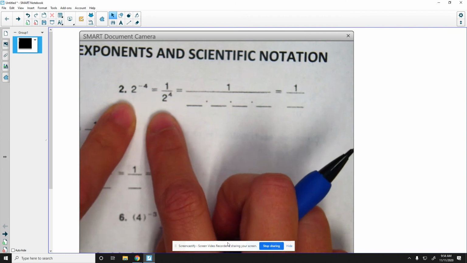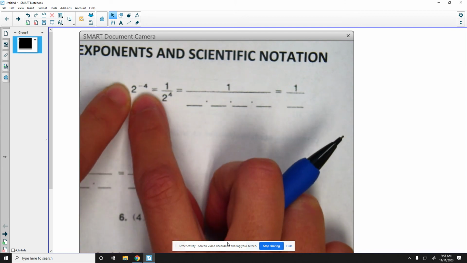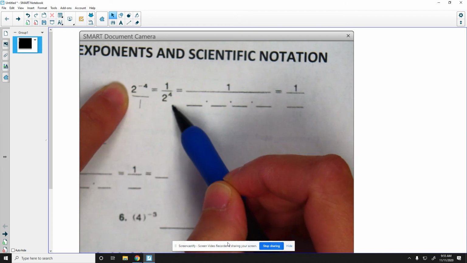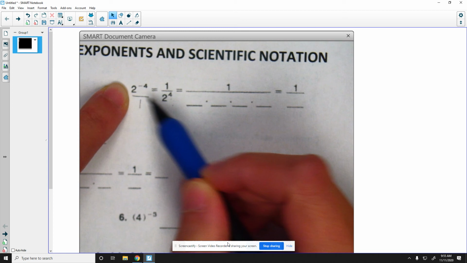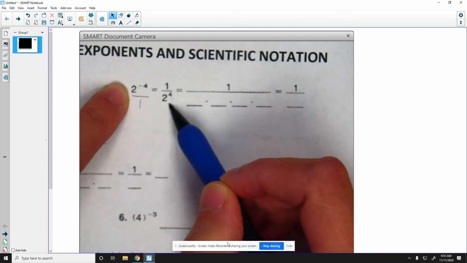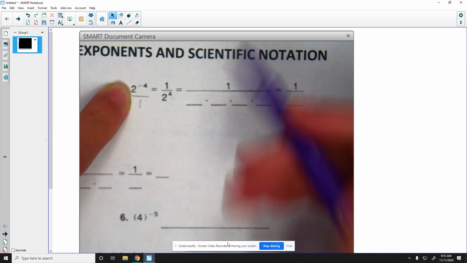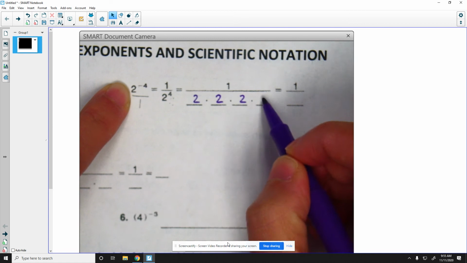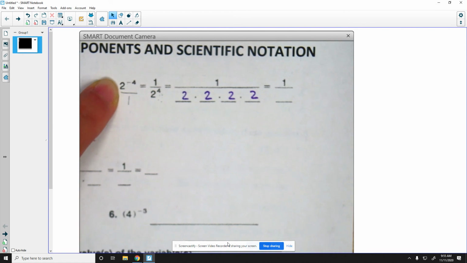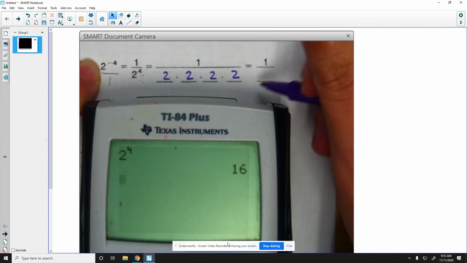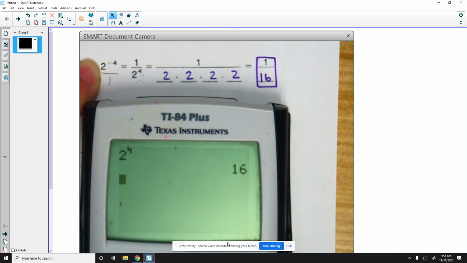All right, so number 2, I have 2 to the -4. Negative exponent tells me to flip it. So since it was on top, now it goes to the bottom. Notice how when it flips, the negative disappears. Do you see how it's no longer -4? That's the rule. Once you flip it, the negative disappears. Now you can do the math. It's 1 over 2 to the 4th, which is 2 times 2 times 2 times 2. And you really don't have to do it in your head if you don't want to. 2 to the 4th, just type that in your calculator, is 16. So it's 1/16.